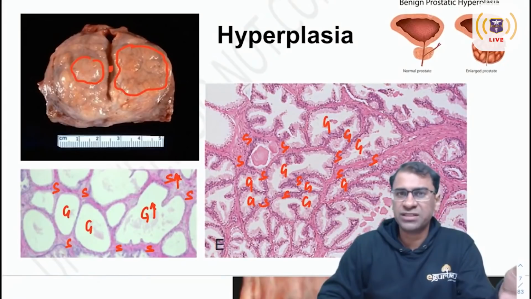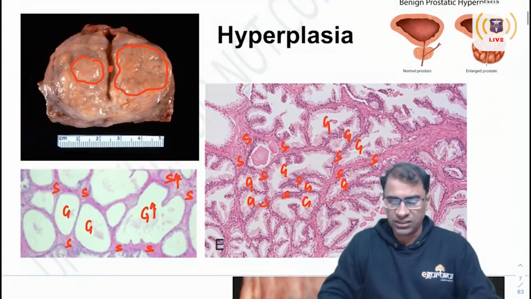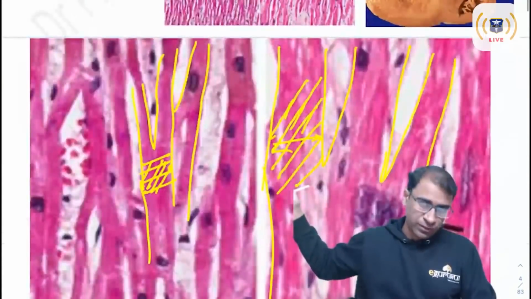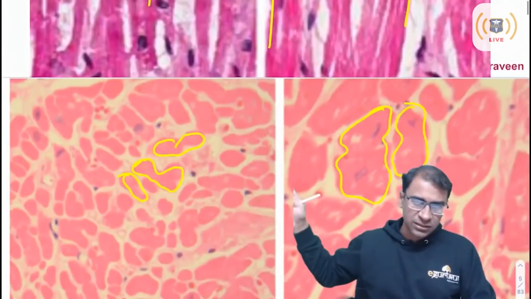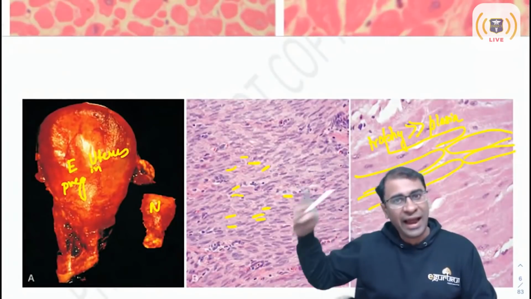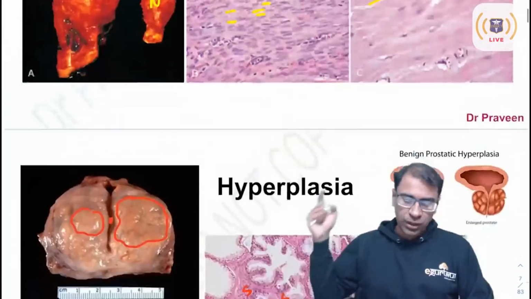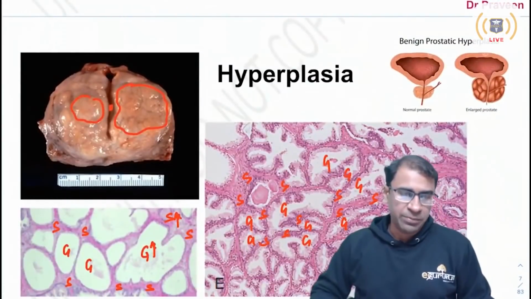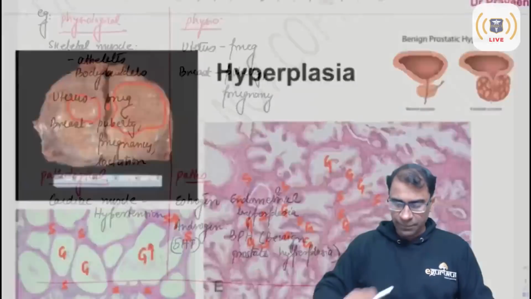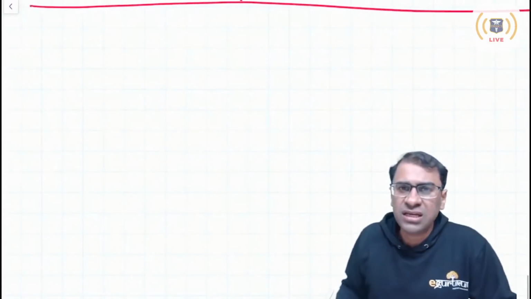Okay, so two of them are discussed together. One was hypertrophy and one was hyperplasia. Let's see this again. Cardiac muscle, hypertrophy. Skeletal muscles, hypertrophy. Uterine muscle, hypertrophy and hyperplasia. Both are there, but what is more? Hypertrophy. And this is the BPH, benign prostate hyperplasia. Okay. Now, before we end this topic, let's see.